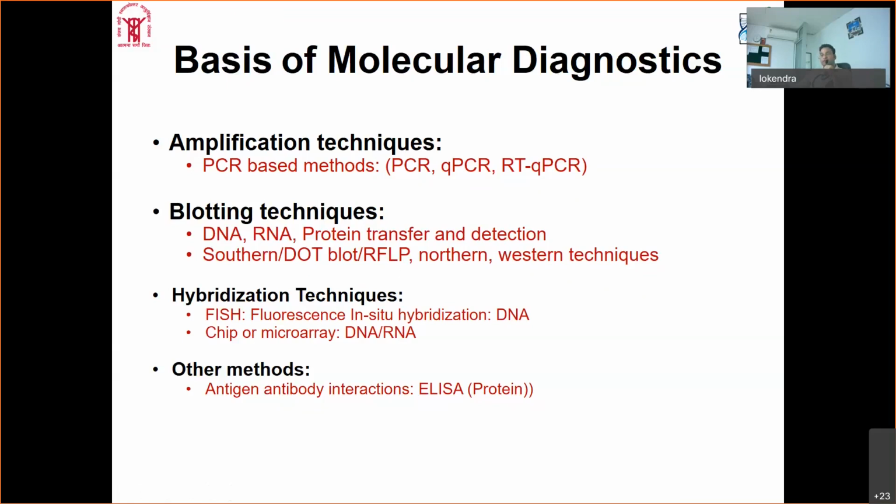Similar to the blotting technique, there are other methods, hybridization techniques, in which a specific probe is hybridized to either chromosomes, DNA, or a small fragment of DNA. There are various methods generally used in molecular diagnostics, such as FISH, fluorescence in situ hybridization, and I will discuss it in a little more detail in later sections. FISH is a method known to hybridize with DNA fragments, and it also reflects the chromosomes.